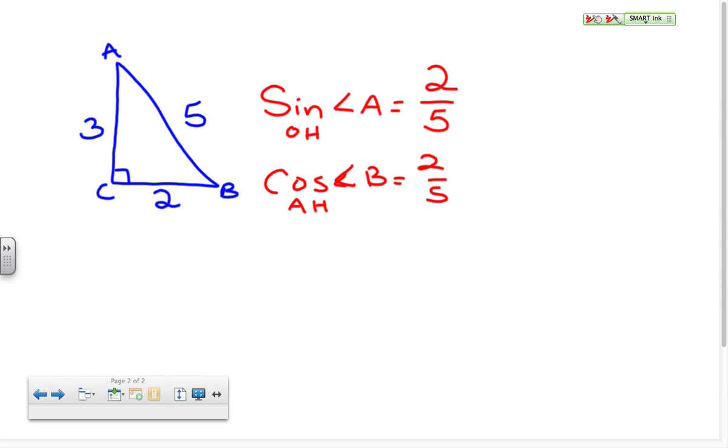Okay, now let's find, say, the tangent of angle A. Remember, tangent is TOA, opposite over adjacent. So if we have angle A here, the opposite is 2, the adjacent is 3, so it's 2 over 3. All right, so that's the first part of your homework. Keep in mind that Khan will call this angle BAC or something like that. They don't call it angle A.